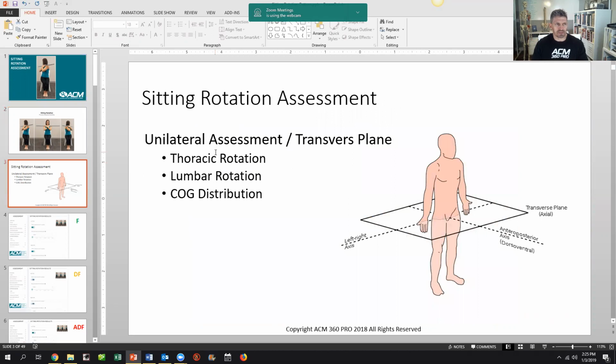Sitting rotation assessment is a unilateral assessment. We're looking at both sides, right to left, through the transverse plane, rotational plane. We're looking at thoracic rotation. We can add to it some lumbar rotation contribution. We're also looking at that center of gravity distribution that we talked about in the standing rotation. It's not going to be as significant here, but it does have influence. We'll talk about all those patterns as we go through this.